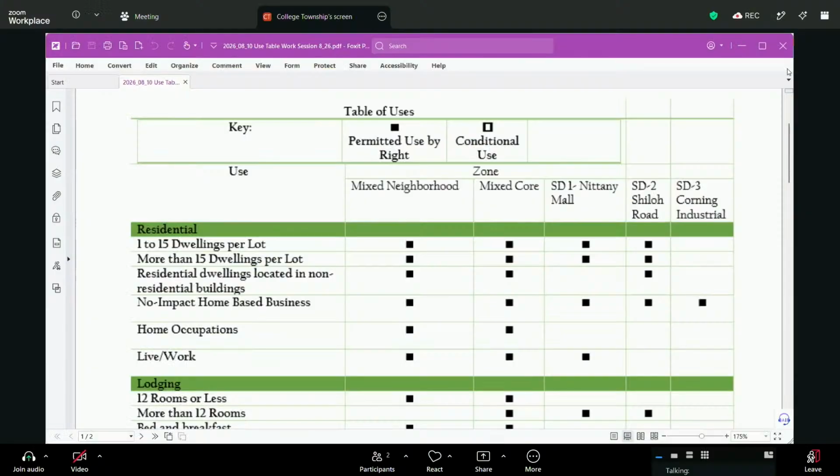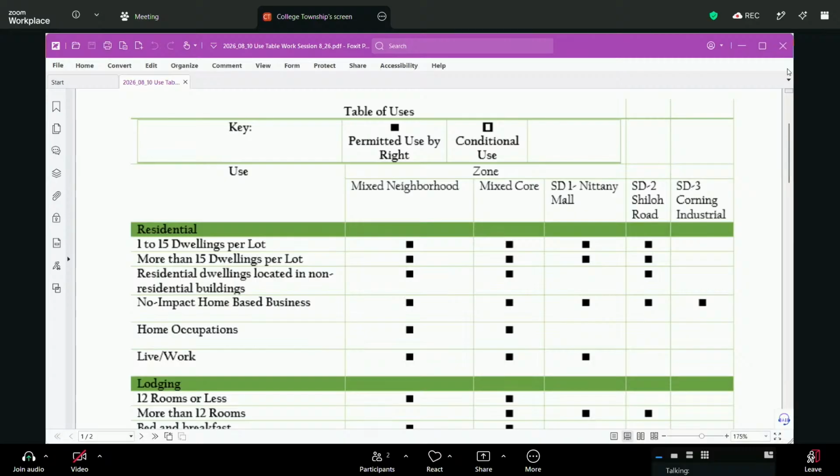All right, so we've got consensus then that anything under residential is going to be across the board. The way I would look at it, to be honest with you, is that where we're at now, outside of maybe the lot width, you're basically mimicking uses from Shiloh right into Corning.